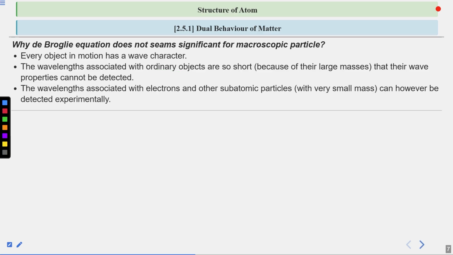Now, the wavelengths associated with electrons and other subatomic particles are large enough to be detected, or significant, for microscopic particles. So two things are there. First, due to the very small wavelength, the wave nature of a bigger particle is not observable. For a smaller particle, the wavelength is comparable to the size of that particle, and due to that, it is detected experimentally.